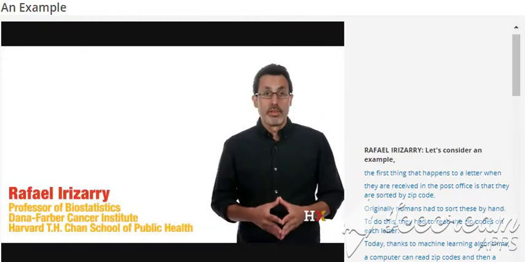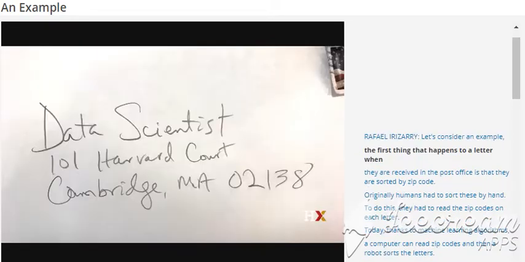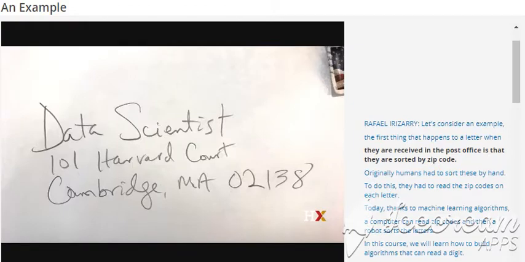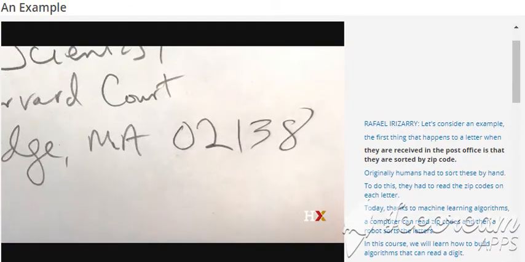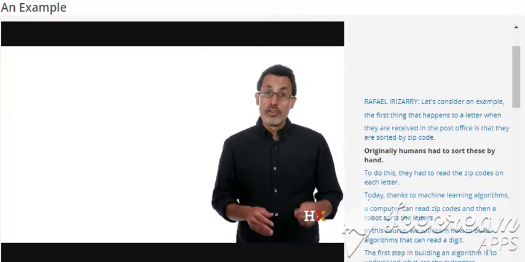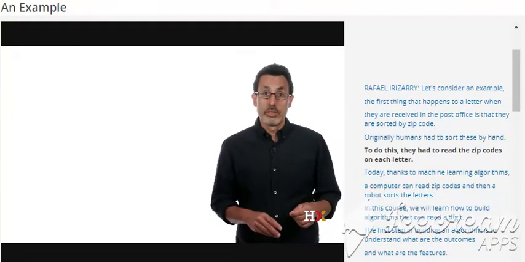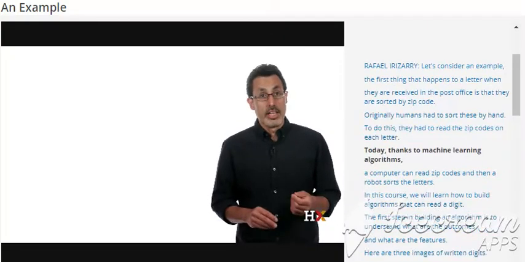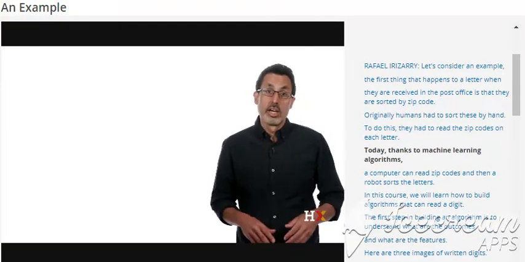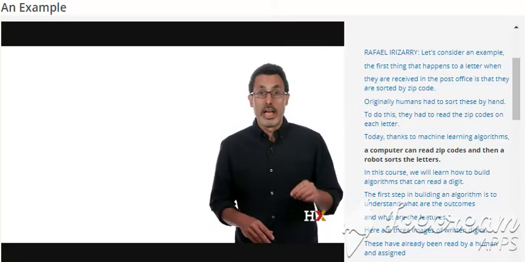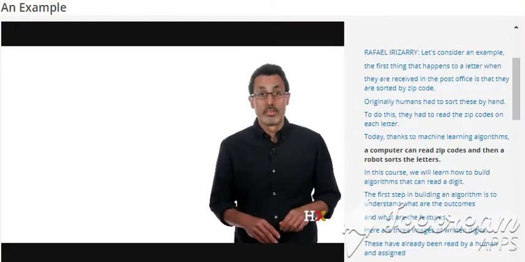Let's consider an example. The first thing that happens to a letter when it is received in the post office is that it is sorted by zip code. Originally, humans had to sort these by hand. To do this, they had to read the zip codes on each letter. Today, thanks to machine learning algorithms, a computer can read zip codes and then a robot sorts the letters.